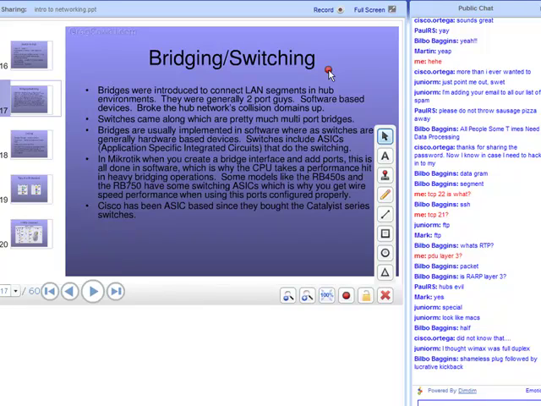And when they talk about switching, that generally is referring to ASICs, application-specific integrated circuits, made to offload those switching features. So it's all done in hardware. It's all done speedily. So let's see.